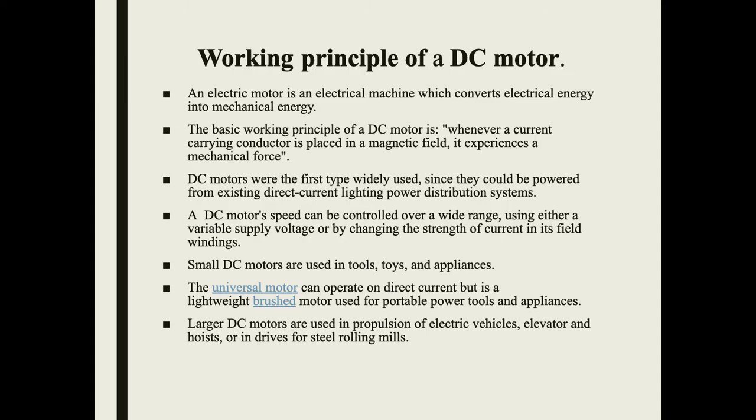It is an electric motor which is electrically driven, and the basic working principle is that when a current carrying conductor is placed in a magnetic field, it experiences mechanical force. DC motors were the first type widely used, since they could be powered by existing direct current lighting power distribution systems. A DC motor can work clockwise or anti-clockwise, based on your application. Examples or applications of DC motors include small tools, toys and other appliances. Brushless or brushed motors are available. So this is a little bit of introduction and the working principle.